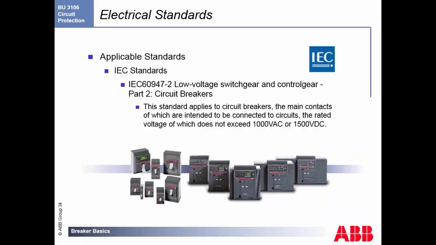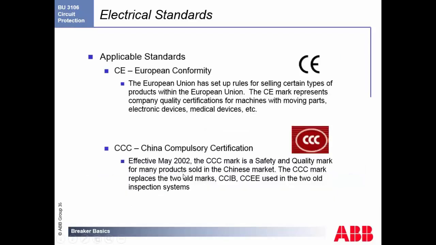Some breaker basics on the electrical standards. Now we're going to talk about IEC. IEC 60947-2 is the low voltage switchgear and control gear. This standard applies to the circuit breakers, the main contacts, which does not exceed 1,000 volts AC or 1,500 volts DC. That's right, the breakers can not only do AC, we also do DC. Again, the DC is very important when you're talking about motor controls. And we cover all the bases with our full line of breakers.